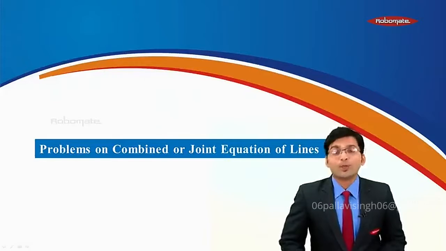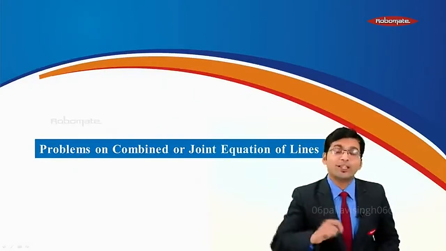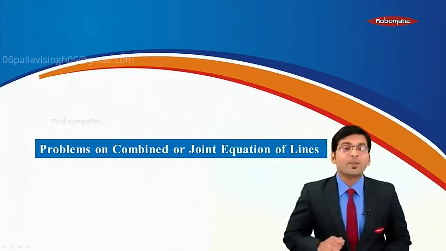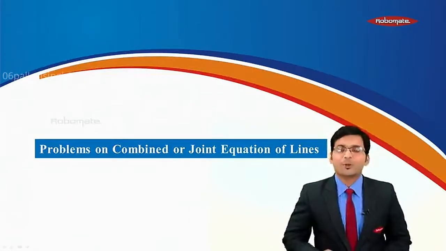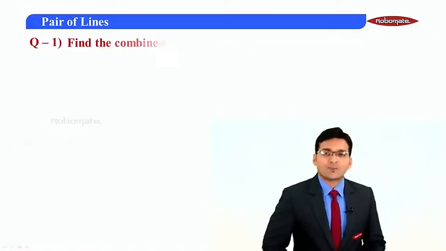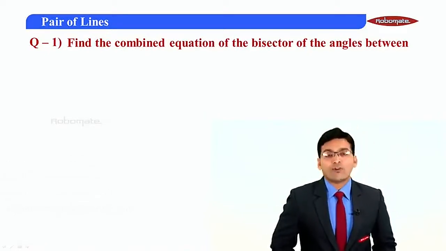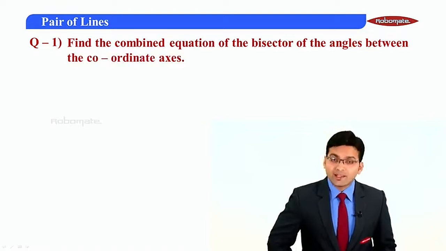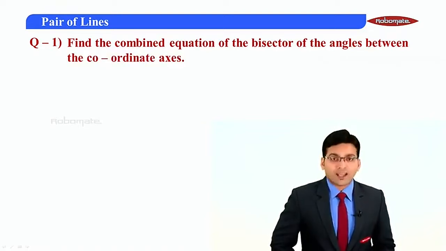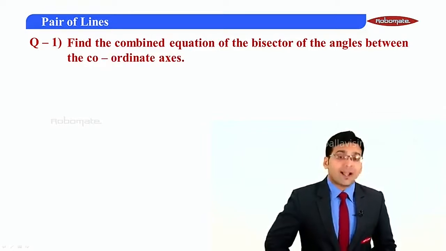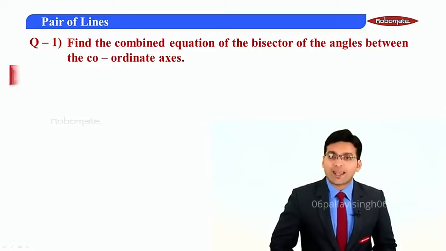Here in this module, after learning combined or joint equation of lines, we are going to solve some problems based on the same concept. Okay students, let us see the first one. The first question says, find the combined equation of bisector of the angles between the coordinate axes. So we need the combined equation of two lines which bisect the angle between coordinate axes.